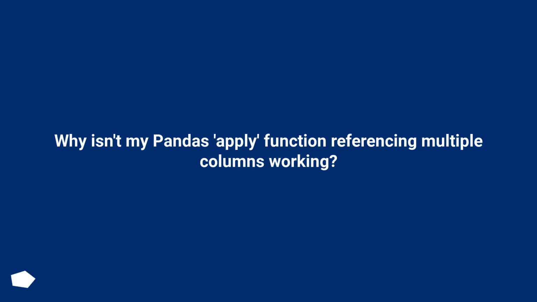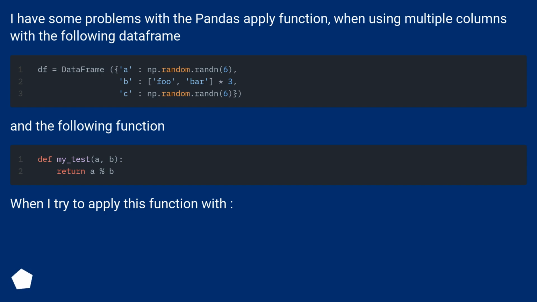Why isn't my Pandas apply function referencing multiple columns working? I have some problems with the Pandas apply function when using multiple columns with the following data frame. And the following function.